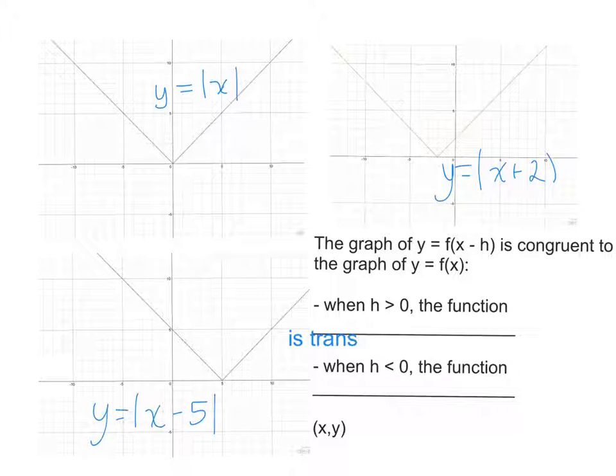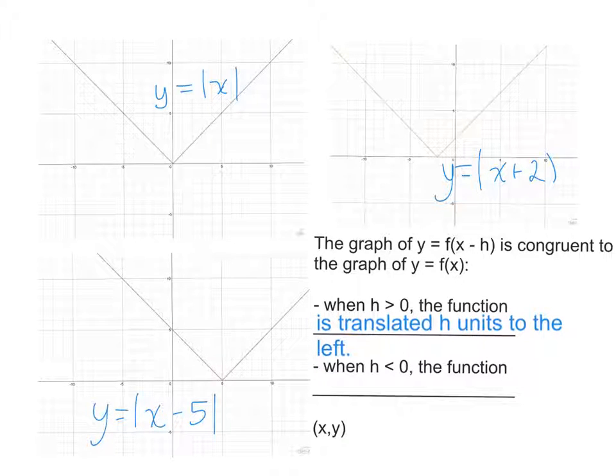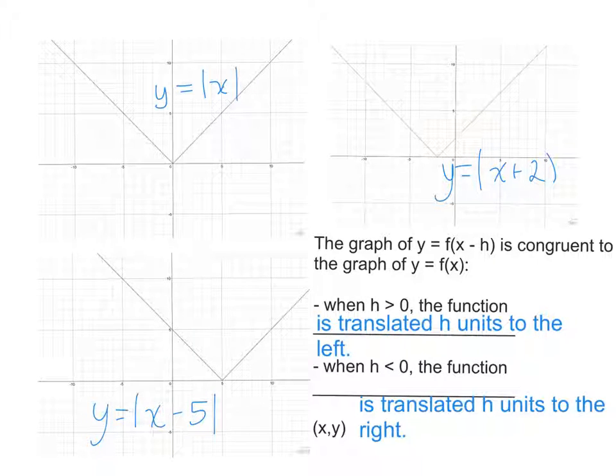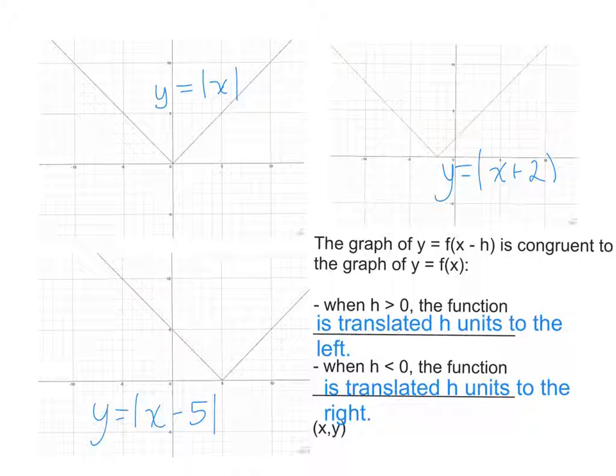Is translated how many units? H units to the left. And when h is less than 0, the function is translated h units to the right. I don't think this is right.